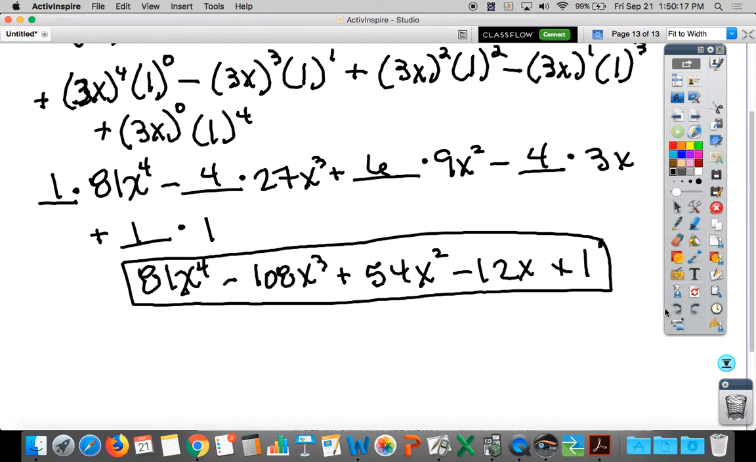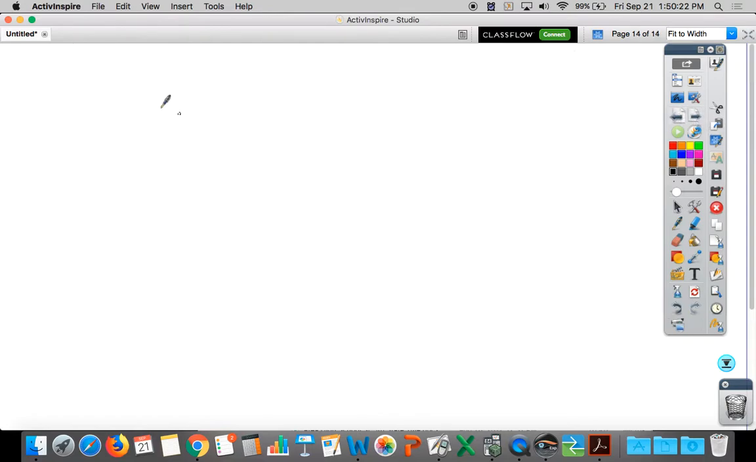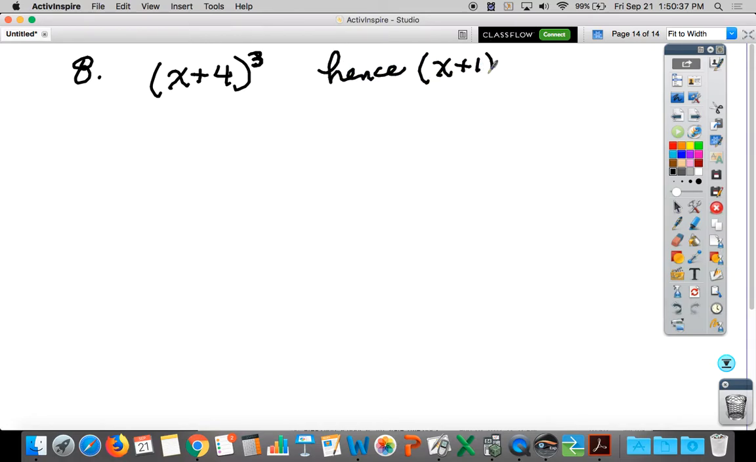Okay, so let's look on page 130 at number 8. So this one, they want you to expand this. And then, hence, expand this. Okay, so go ahead and do this one first. And then we'll talk about what to do with the next one.